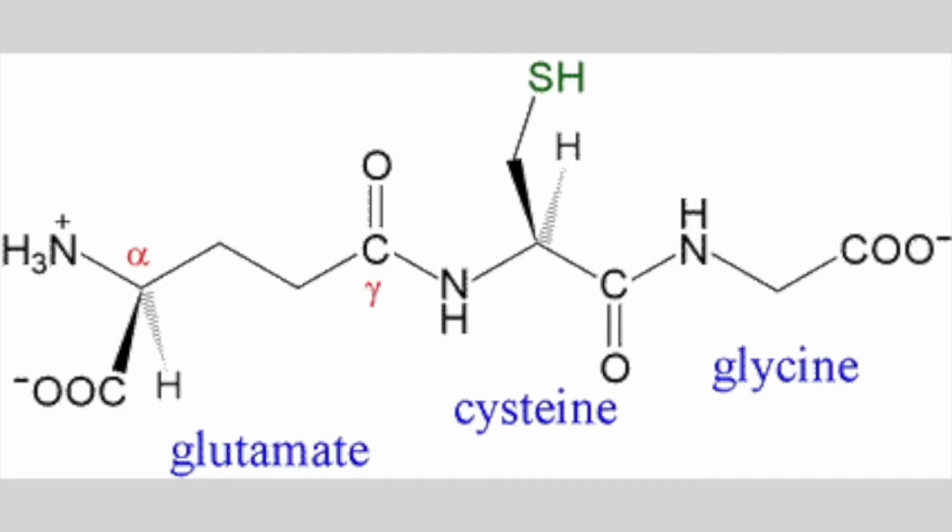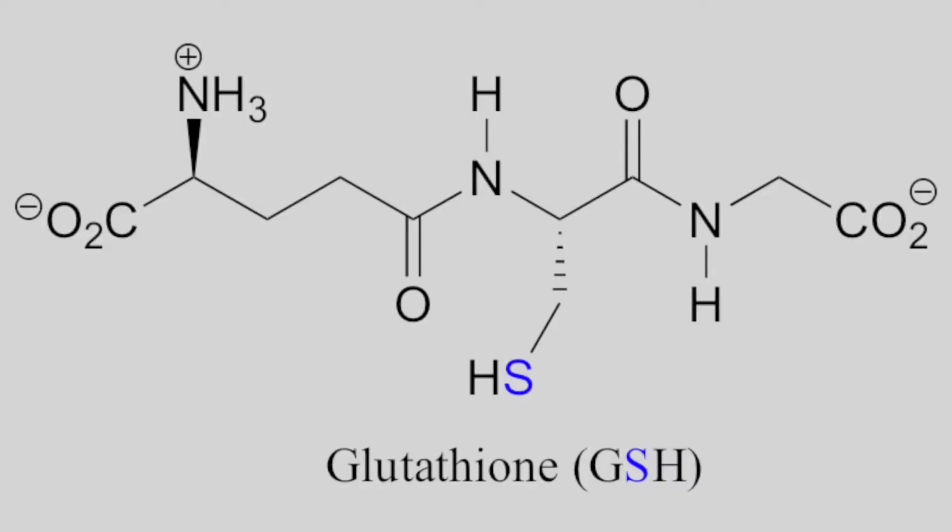So here's the thing, glutathione is actually a peptide. It's a peptide of 3 different amino acids. So it's glutamic acid, it's cysteine, and it's glycine. Those 3 amino acids combined create a peptide that's also known as GSH, or in this case, glutathione.